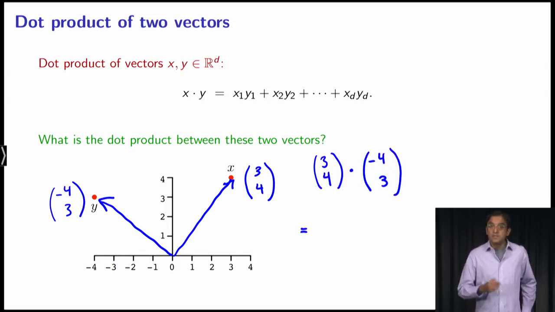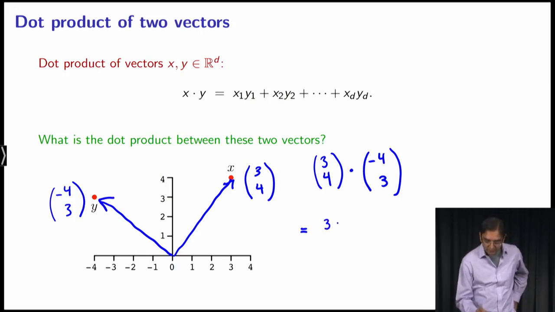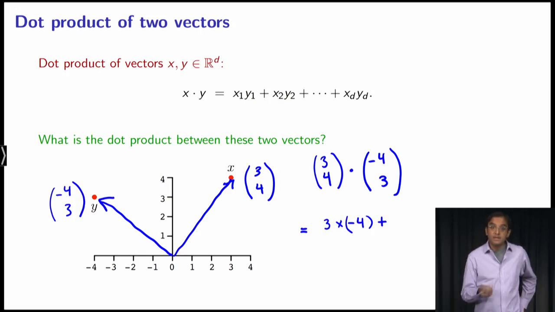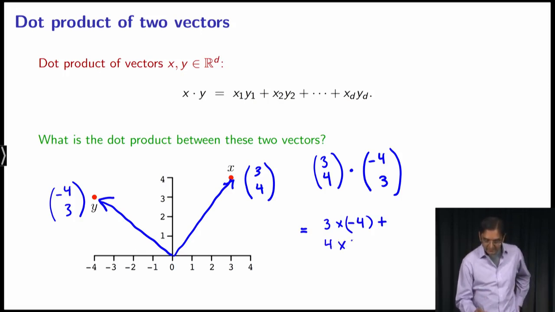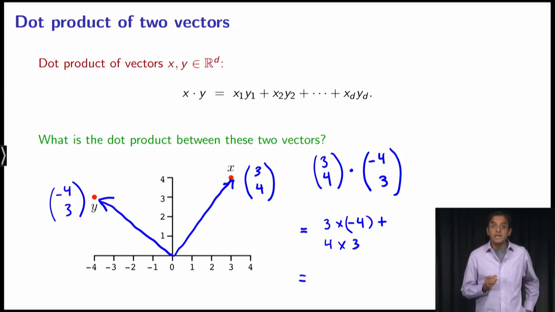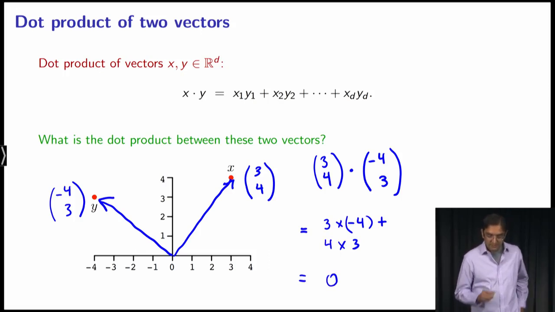So what is 3, 4 dot producted with minus 4, 3? Okay, so first we multiply the first entries. So 3 times negative 4. And then we multiply the second entries, 4 times 3. So we get negative 12 plus 12, which is 0. So the dot product of these two vectors is 0. Now, interestingly, looking at these two vectors, we see that they also seem to be at right angles to each other. Okay, so this looks like it's 90 degrees. Is there some relation between them being at right angles and the dot product being 0?